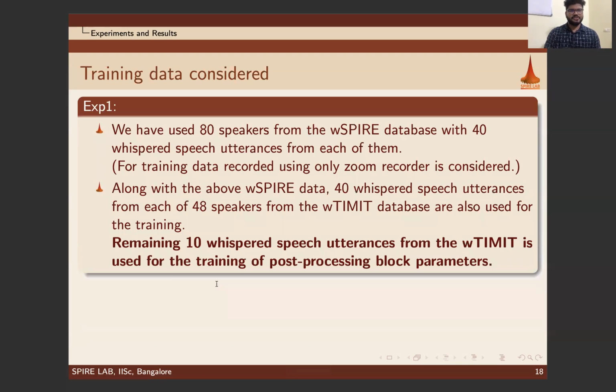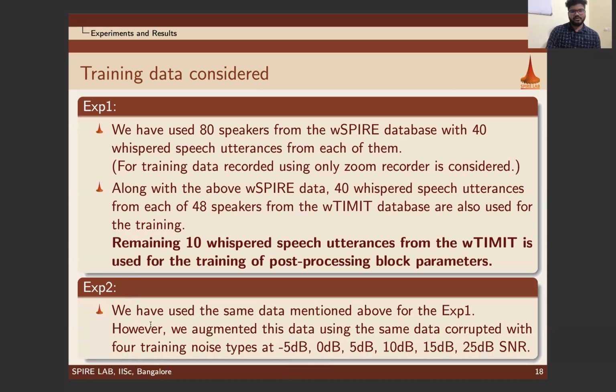So this slide shows the training data we used for the experiment. In experiment 1, we have used 80 speakers from the Double Spy dataset with 40 whisper speech utterances from each of them. The remaining 10 are kept for the testing. And as I already mentioned, for training data, we have used only Zoom recorded data, and Moto G5 data is used for the testing. So along with the above Double Spy data, 40 whisper speech utterances from each of the 48 speakers of the WTMIT database are also used for the training. And the remaining 10 whisper speech utterances from WTMIT are used for the training of the post-processing block parameters, which I already mentioned about, those 4 thresholds which we need in the post-processing block.